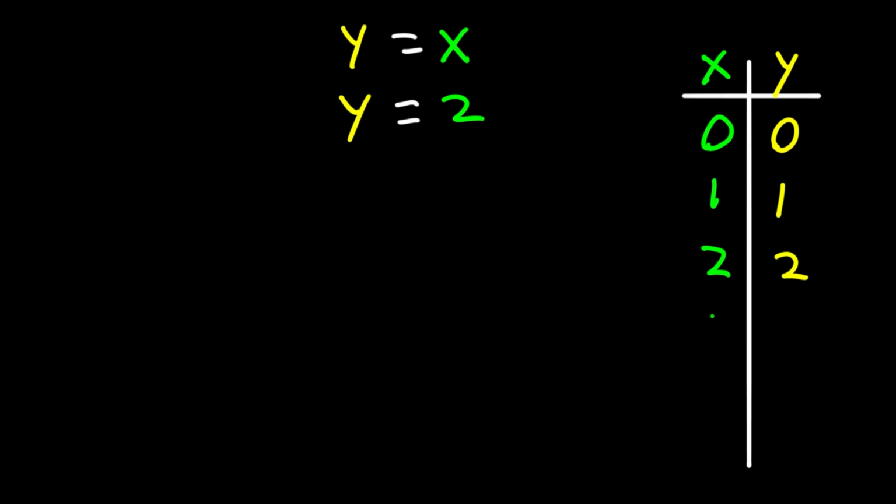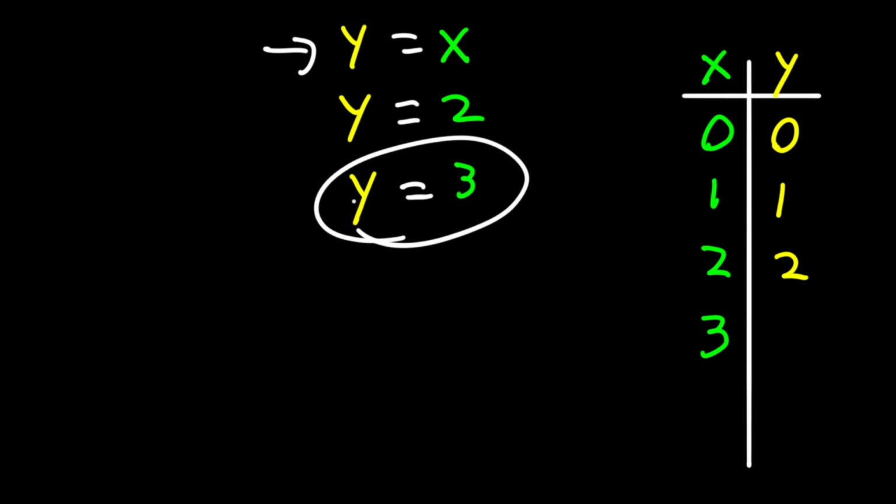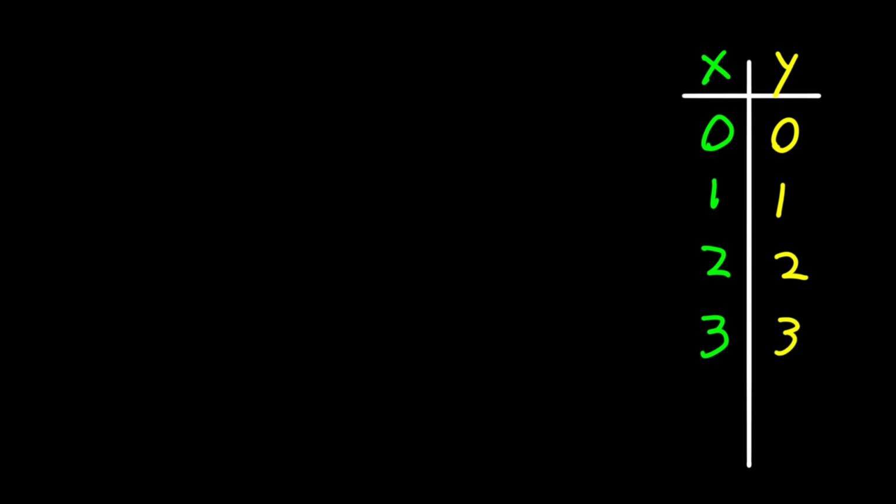Now what about when x equals 3? So instead of erasing anything, we're just going to copy the first line, and change the one thing that we want to change. So we're going to change x to 3. It turns out that y equals 3 when x equals 3. Now that we have a few points, we can start graphing.